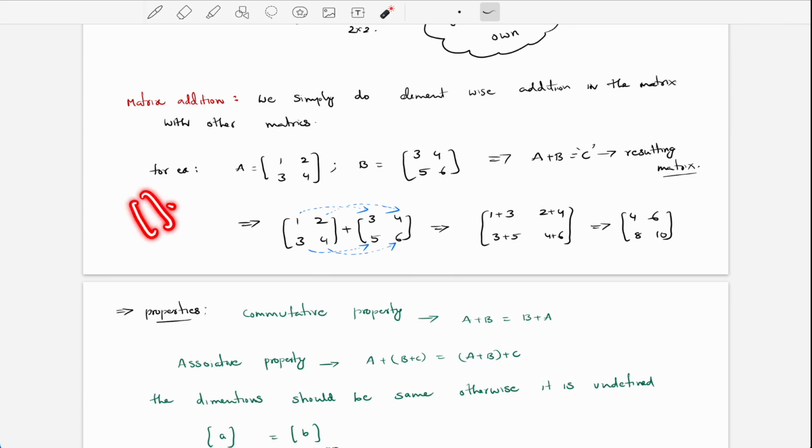It's just as simple as a vector, so you don't have to be worried about this addition. It's just a basic thing. It just does element-wise addition with the other matrix, that's it. So I hope you understand.